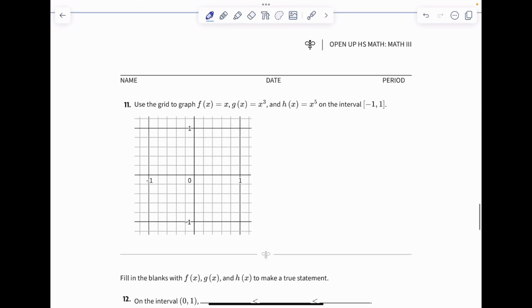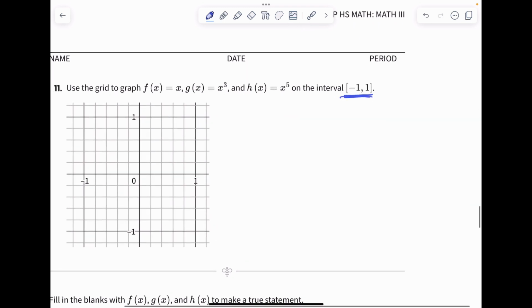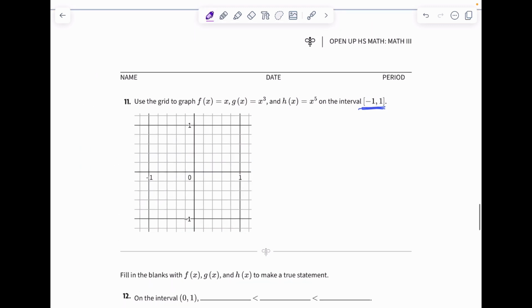Use the grid to graph f of x equals x, g of x equals x cubed on the interval, and h of x on the interval. So a lot of us might get scared as to what this means. All that just means is that you're graphing between -1 and 1, okay? And it's a little bit more straightforward than we might think, right? We already have the tables. So I want to use the tables above, okay?